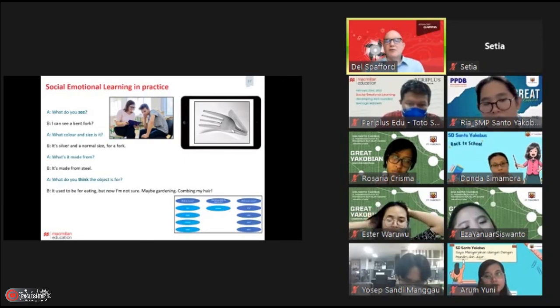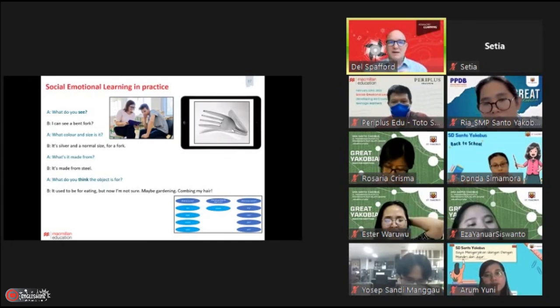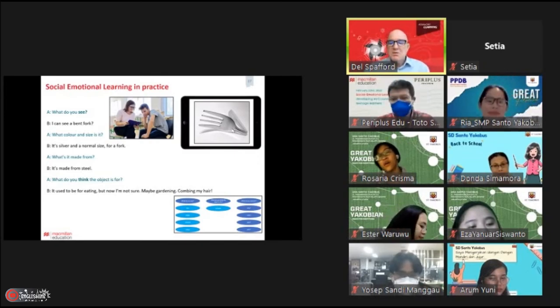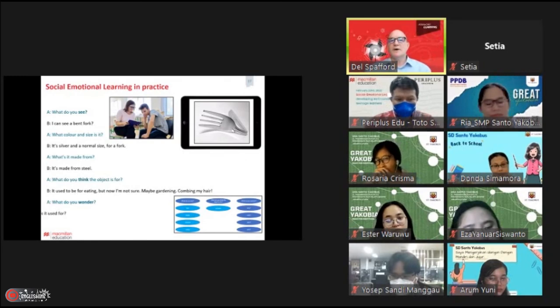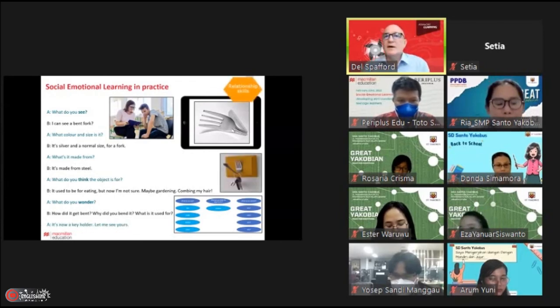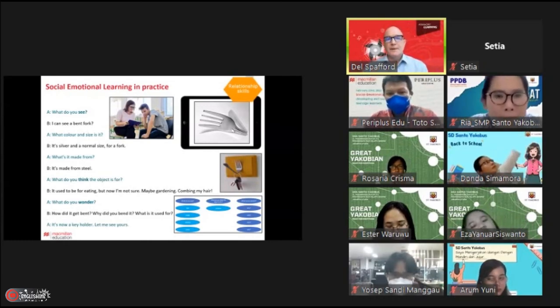And this is where we get a bit of creativity coming in. So what do you think it's for? It used to be for eating, all right, but now it's bent. Maybe gardening, maybe combing my hair. These are all ideas that the students would give you. And what do you wonder? How did it get bent? Why did you bend it? And what it's used for? It's now a key holder, all right? And then we have an example of the key holder on the wall, and then they look at their partners, all right? So they're building up these dialogues with each other, okay?